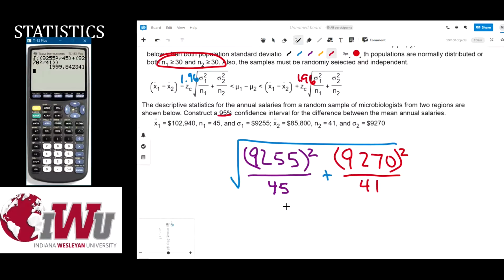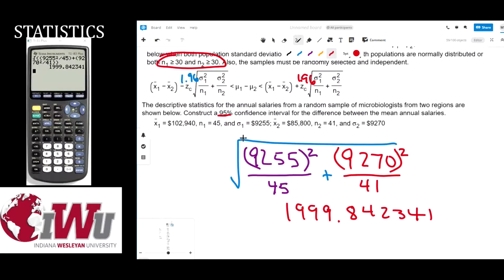So this is 1999.842341. All right, so that's the part that goes in, the part that's in those square roots. That's all done. That's done for us.